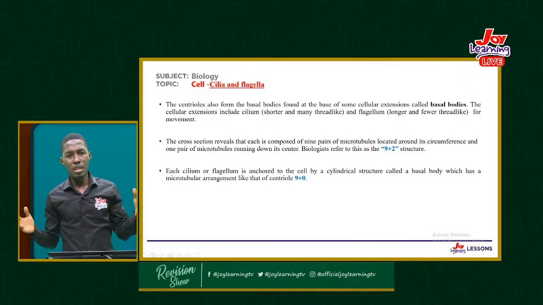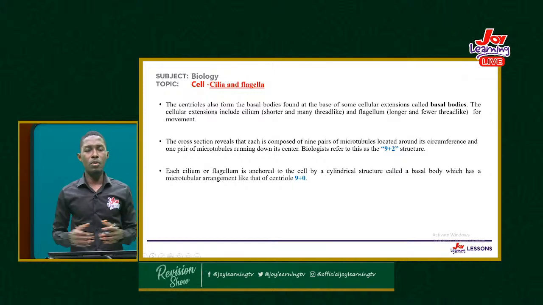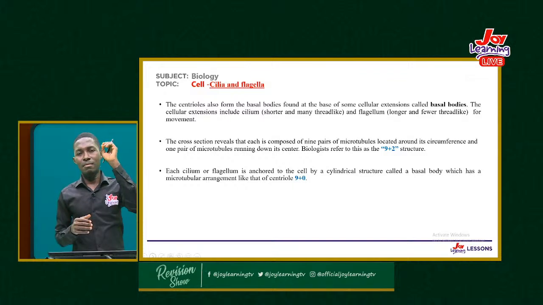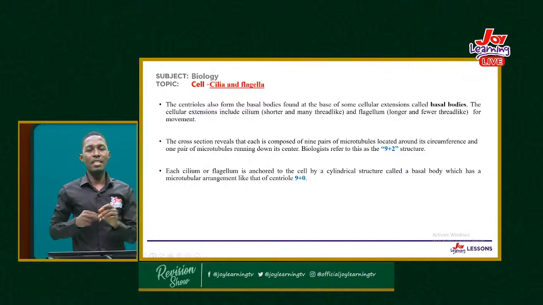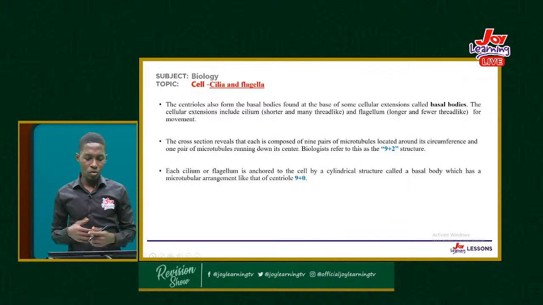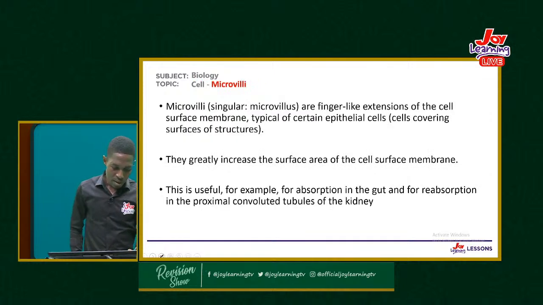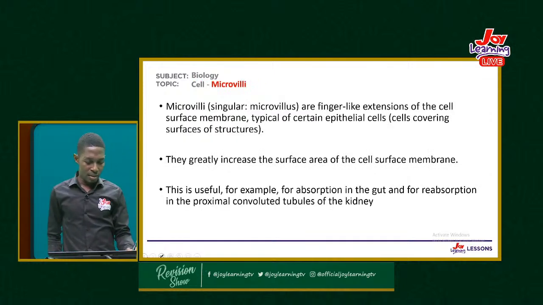If they produce shorter forms, we call them the cilia. If they produce longer forms, we call them the flagellum. And when we did the centriole, we said 9 triplets, but here there are 9 of them, but they are pairs. So 2, 2, 2, 2, 9. Then in the center, we have another 2. So we say it's a 9 plus 2 arrangement. Microvilli are extensions which we'll look at.